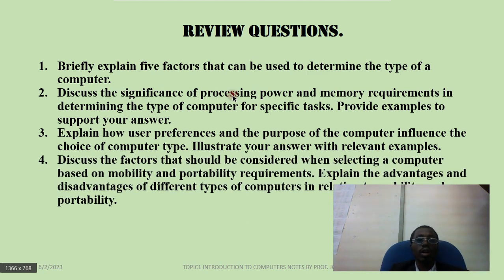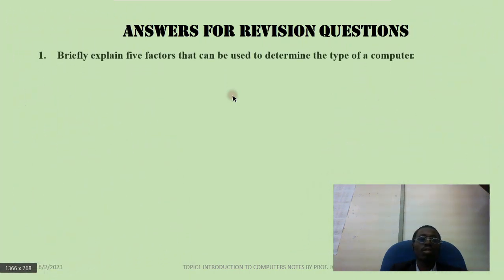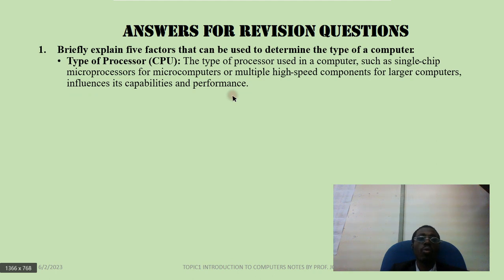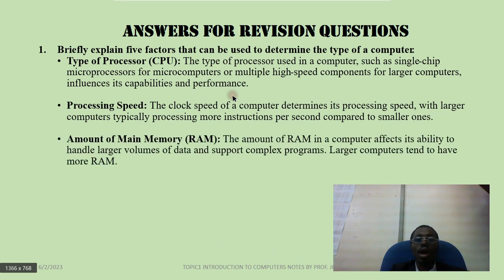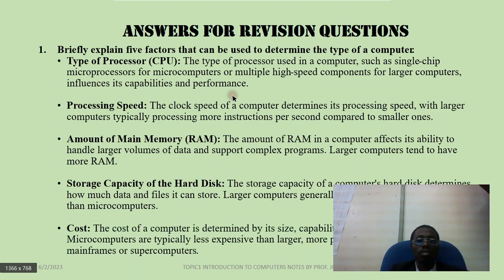The fourth question that I can talk about is: discuss the factors that should be considered when selecting a computer based on mobility and portability requirements. Explain the advantages and disadvantages of different types of computers in relation to mobility and portability. Some of the feedback or answers that I've given to you is, for example, for the first question, briefly explain five factors that can be used to determine the type of the computer. One is the type of processor, which we have already explained, processing speed, amount of main memory, storage capacity of the hard disk drive, and the cost.